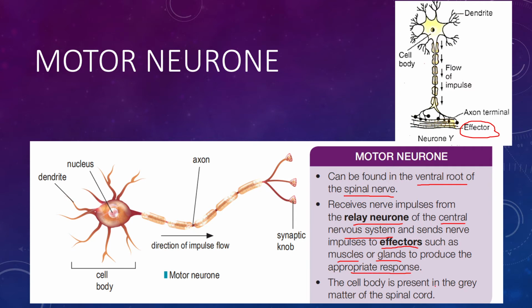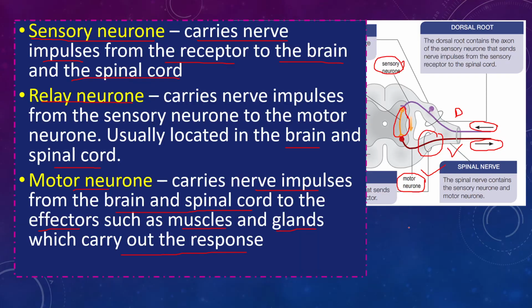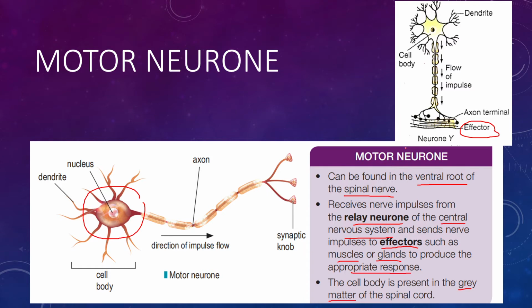And the cell body is present in the gray matter of the spinal cord. Ini adalah cell body. Di manakah kedudukan cell body itu? Dia berada di kawasan gray matter. You still remember gray matter? This is the one yang butterfly shape punya ni. So di mana dia punya cell body ada di sini, di gray matter of the spinal cord.